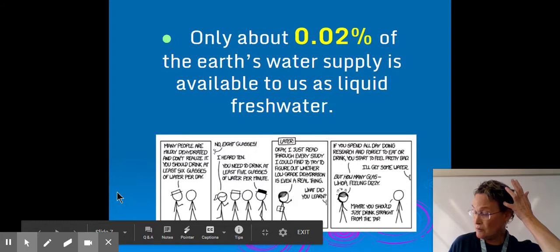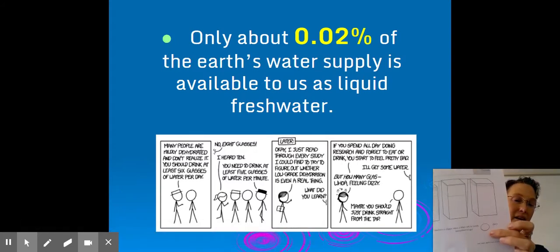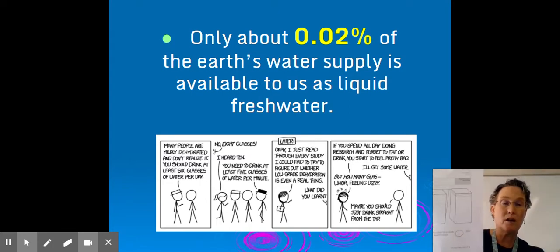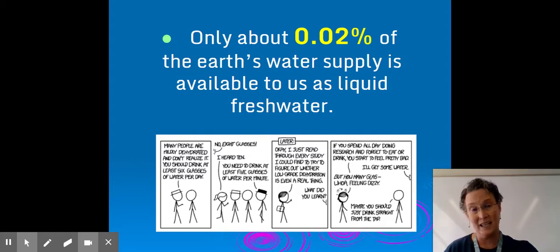Now, the thing that you write in the little bubble, the little circle right here: only 0.02% of the Earth's water supply is available as liquid fresh water. We have to treat this water so preciously because it's precious.